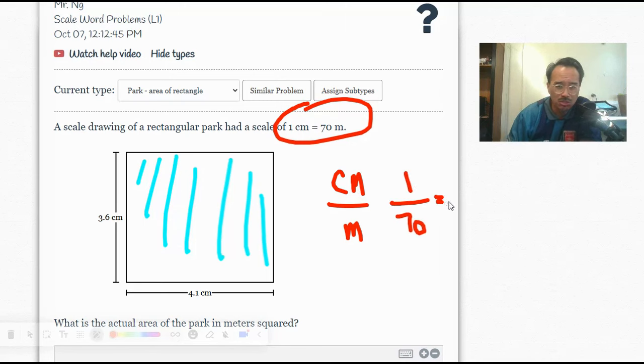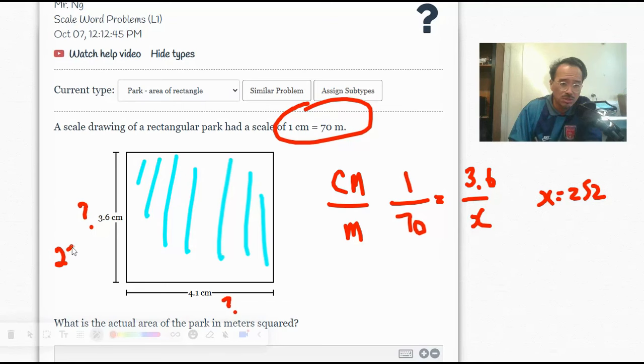So now, let's see what they want to know. Oh boy. All right, here we go. So they want to know what this area is. So that means I need to know what this is in real life and this is in real life. So we have 2 proportions to solve. Okay, that's fine. Now, 1 centimeter is 70 meters. So 3.6 centimeters is how many meters? Okay, so I'm just gonna grab my calculator. 70 times 3.6 is 252. So this is 252 meters.